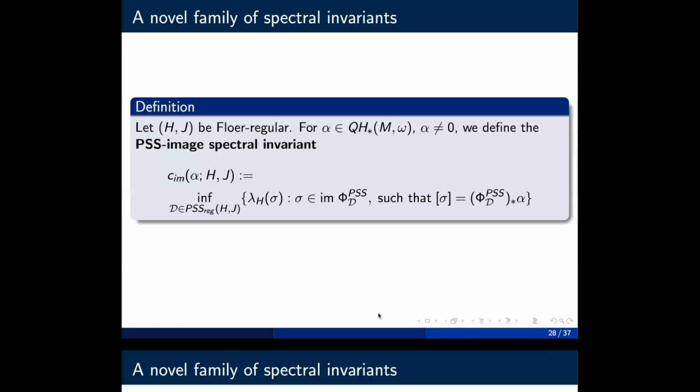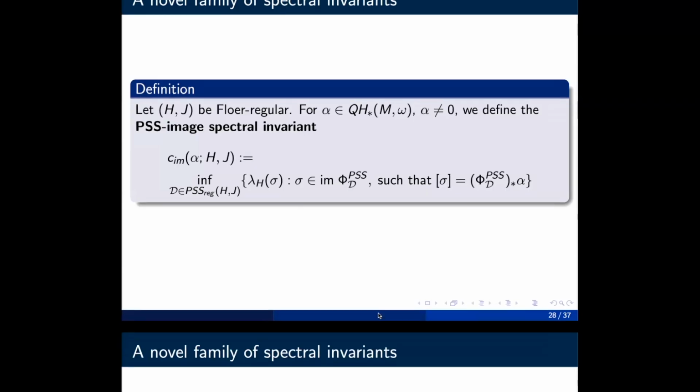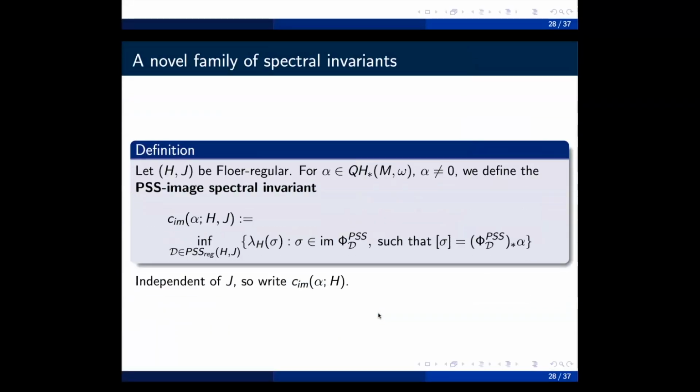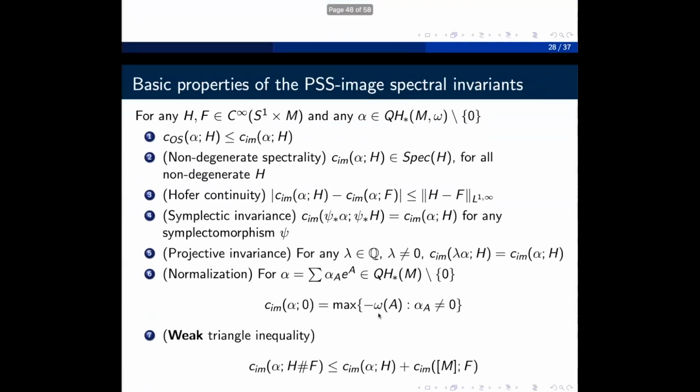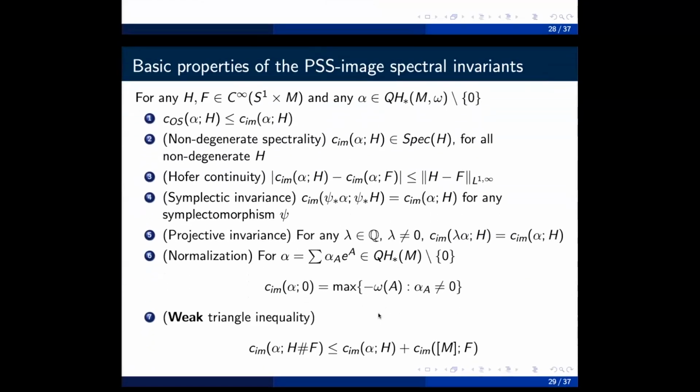It turns out that this gives you a well-defined spectral invariant. It's independent of J, and it has almost all of the usual formal properties that one expects. The only difference from the usual list of properties is that you don't necessarily have the triangle inequality. What you have is what I'm calling the weak triangle inequality, which is the triangle inequality where one of the homology classes is the fundamental class.